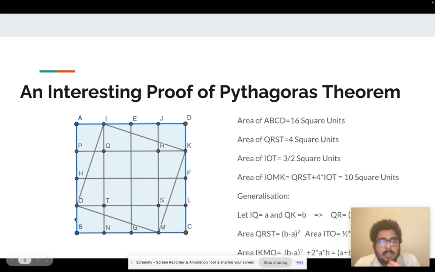That is, we showed that the area of this square is 10 square units, which means that this side is root 10, when this is 1 and this is 3. This is a simple case in which we have proved it for a simple Pythagorean triplet 1, 3, and root 10. Well, the interesting point is that with this construction, you can just generalize it and prove the Pythagoras theorem generally. How? Let us say that IQ is A, and QK is B.